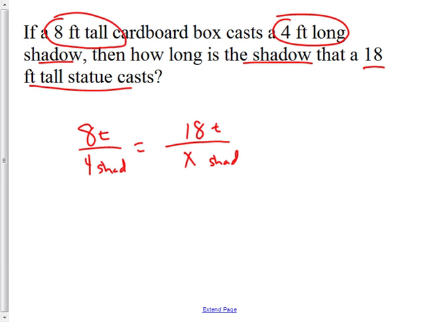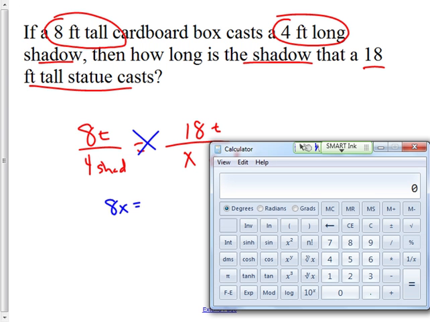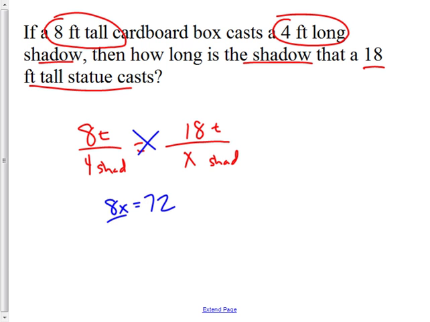So we can go ahead and cross multiply. I'm going to get 8x is equal to 4 times 18. If you need to, you could always use a calculator for these problems. So we can say 4 times 18, and that equals 72. And then divide both sides by 8. And we're going to get x equals 9. Now, we do need to find out what our units are. So that'd be 9 feet, and that's for the shadow, 9-foot shadow.